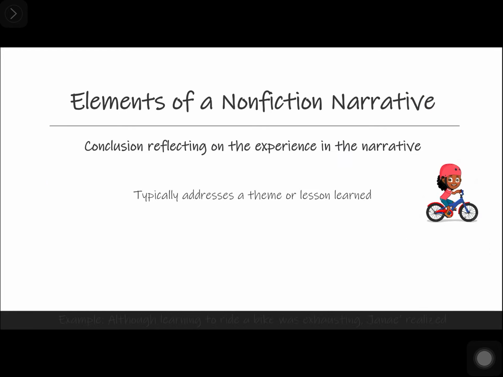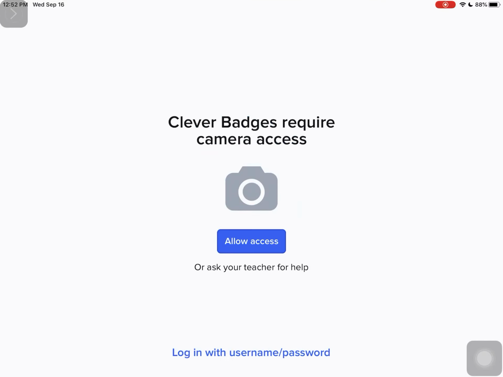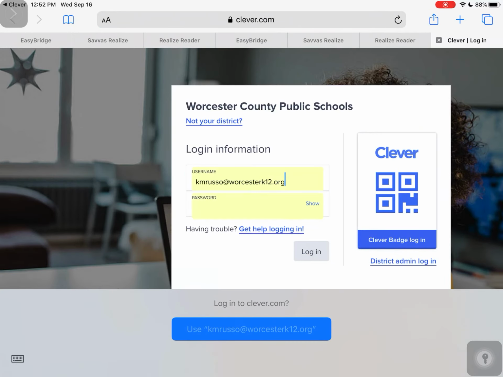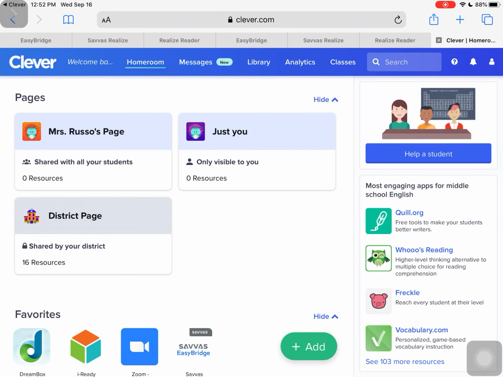Let's cruise through here. Okay, now before we end this, I want to go into the text and I want to talk to you about how to annotate. So I'm going to go to Clever, just like you would. I'm going to open it up. Takes a minute. I'm going to log in. Remember, your login is your lunch number, and the password in small letters is WCPS Kid, all one word.